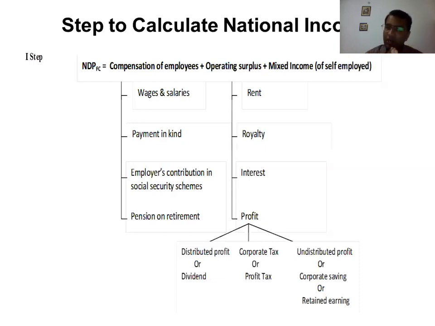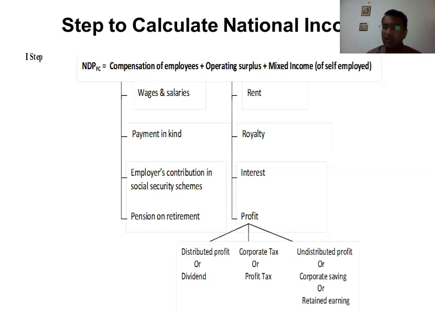The third is the employer's contribution to social security schemes. Sometimes the employer contributes to social security schemes, meaning some part of the amount is contributed by the employee and some part is contributed by the employer. The employer's contribution to social security schemes is added, as it is a part of the compensation of employees. But the employee's contribution to social security schemes is already part of salary, so we will not add it again.